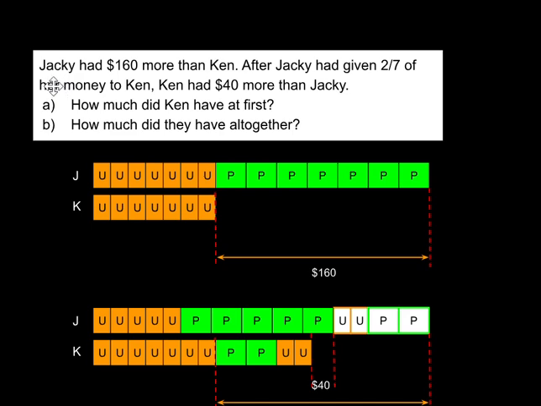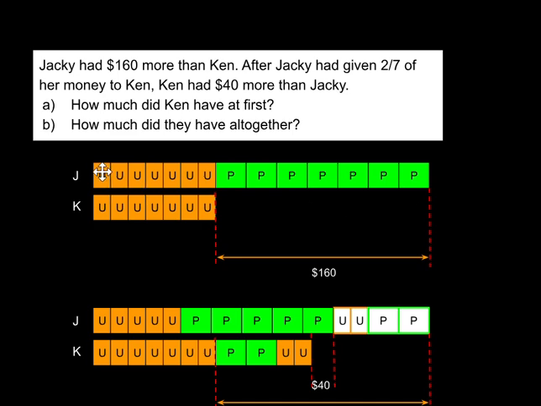Straight away, for this question, you realize that there are two persons, Jacky and Ken. There's an internal transfer of 2/7 of money from one person to another, and in the end Ken has $40 more. So initially Jacky has more, and in the end Ken has more. So how do I draw the model?